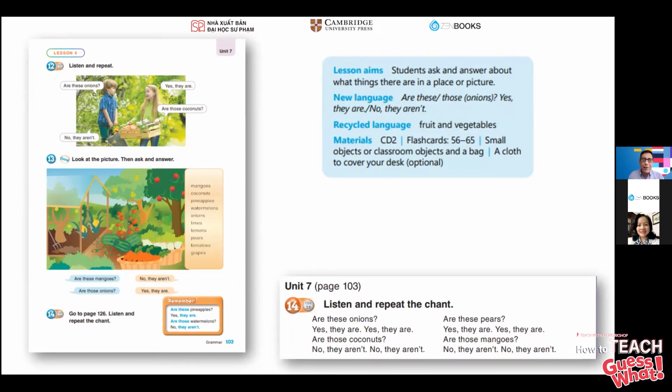And chants are different than songs because songs bring the vocabulary and grammar together in a fun way. Chants help us with the rhythm and the production of English to make sure that we're sounding natural. So chants and songs both use rhythm, but there's a difference in their purpose.